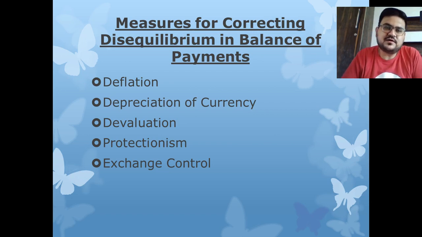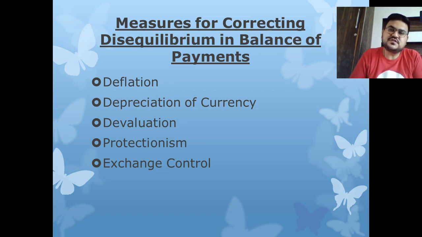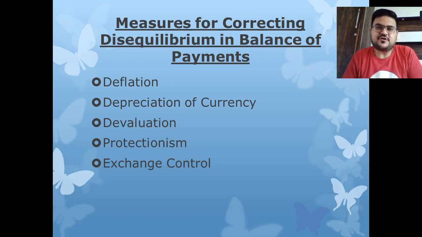Majorly the global currency is USD, that is US dollars. So how is our currency functioning in the market in comparison with the US dollar? All these measurements have to be taken care of. This disequilibrium can be helped, reduced, controlled or corrected with the help of these measures, which include deflation, depreciation of currency, devaluation, protectionism, and exchange control.